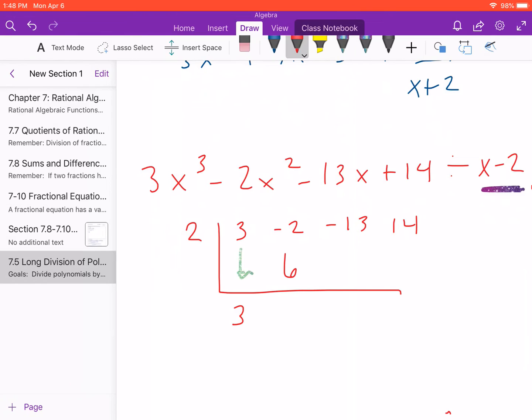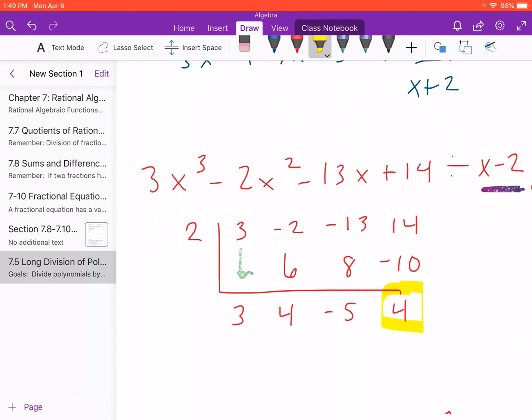Negative 2 plus 6 is a positive 4. 4 times 2 is a positive 8. Negative 13 plus 8 is a negative 5. Negative 5 times 2 is a negative 10. Positive 14 plus a negative 10 is a 4. And now this value here is our remainder.